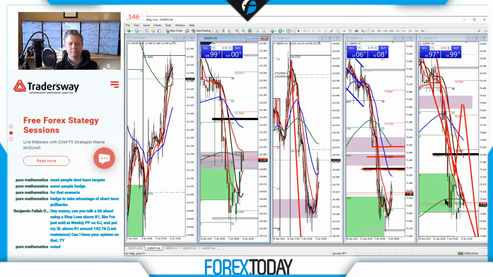Yeah. If it looks bad, get out. That's the best hedge in the world. Put the profit in the bank. That's the best hedge. And you can always get back in. Remind yourself, guys, you can always get back in.